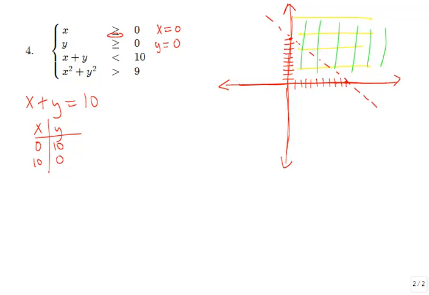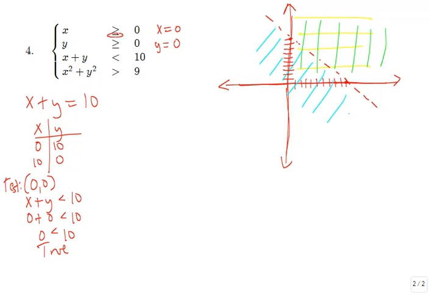And if I use a test point of 0, 0 in the original inequality, 0 plus 0 less than 10, is 0 less than 10? Yes. And since the origin lies below this line and it worked, then I would want to shade down below here. And keeping in mind what we said about being restricted to quadrant 1 and to make this not too cluttered, you can add in some of that shading so that it's just so far within this quadrant 1. So it would be that triangle that we have so far.